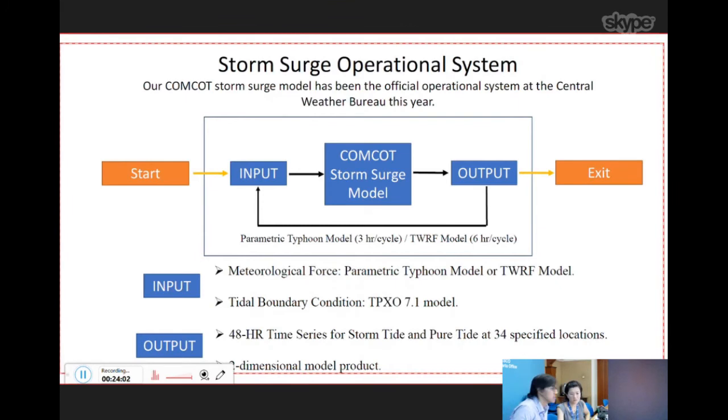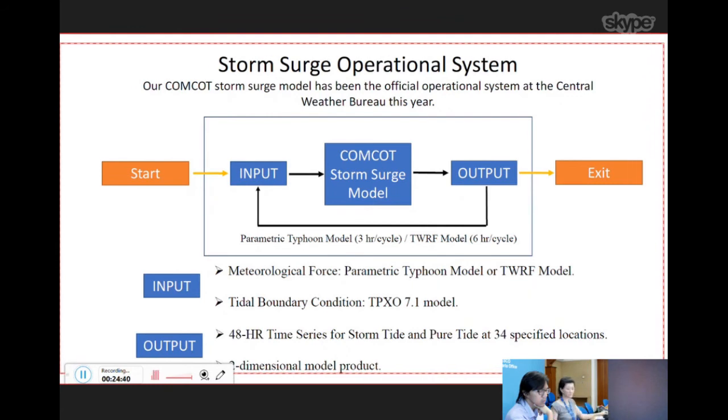Later, since I have a few minutes, I will introduce a storm surge operational system in Taiwan, showing how we do storm surge prediction. When we know that a typhoon is coming, we start our prediction model and get some input. The input comes from the parametric typhoon model and the WRF or TWRF model. If we use the parametric model, we run a cycle of 3 hours. It means we predict for 3 hours, and after the next 3 hours, we predict again, and again and again, until the typhoon is leaving.